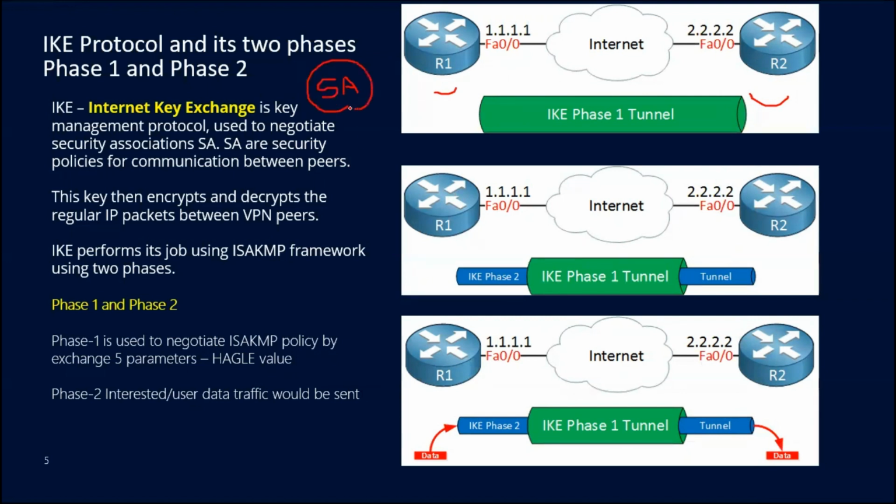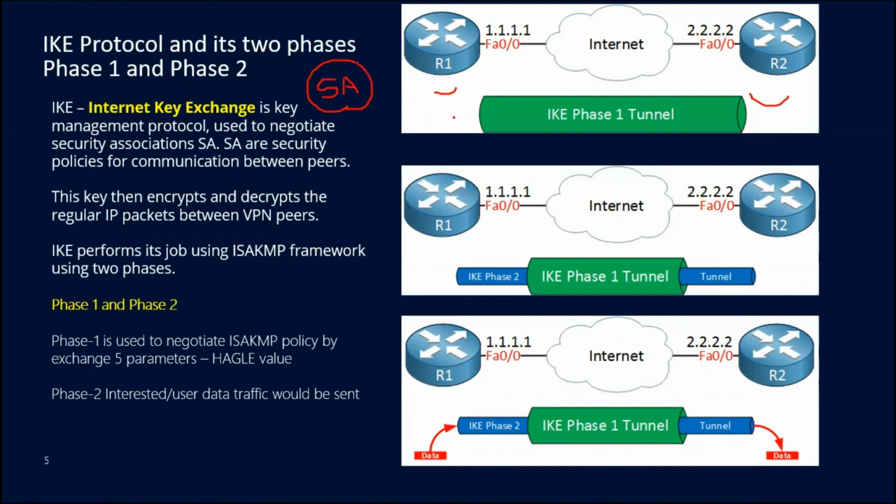And I have told you what security associations are. Security associations are nothing but an agreement between the two peers. It's basically a kind of policy, you can say. It's a policy for communicating, so the two peers can communicate with each other. That is basically the security associations. So basically, IKE negotiates the security associations between the two peers, and then your tunnel would form.